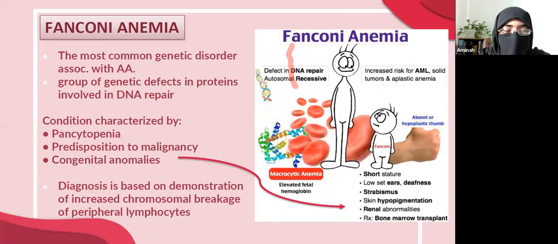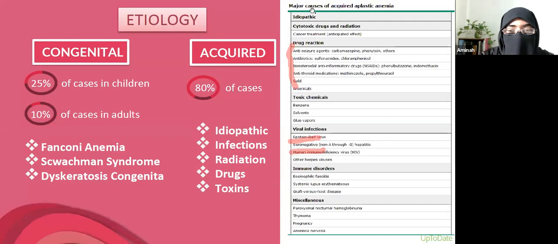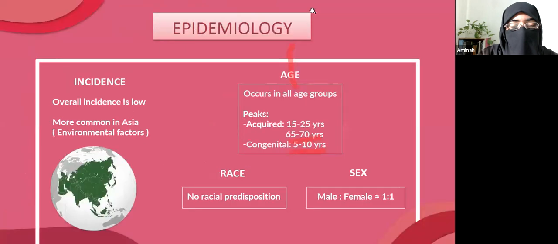In some cases, before the last slide, please. The previous slide. Right. So in some cases, the aplastic anemia can be due to inherited causes. No, the slide after that. Okay.